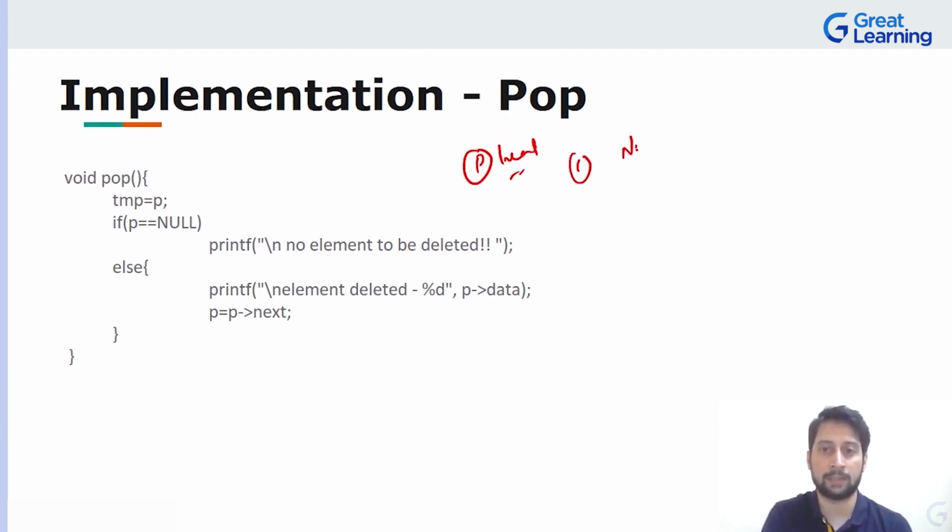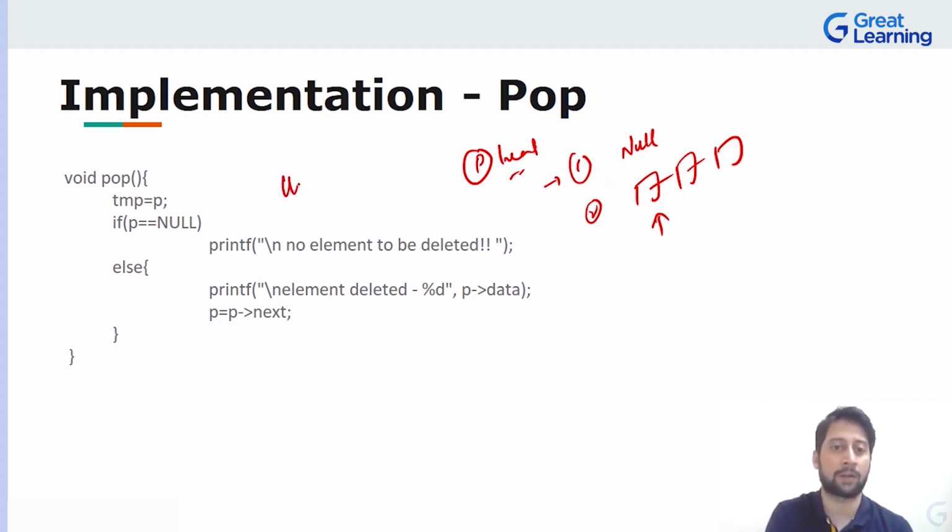So there are again two cases: null, when we cannot delete an element or the node, and the case wherein we can delete the node, that is the first node. Okay, and always we will delete the first node. So when we talk about this first case, when we don't have any elements and there are no nodes in the linked list, that will be the case of underflow, right?